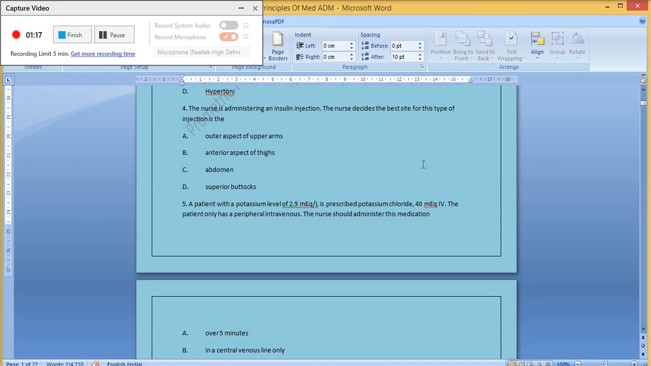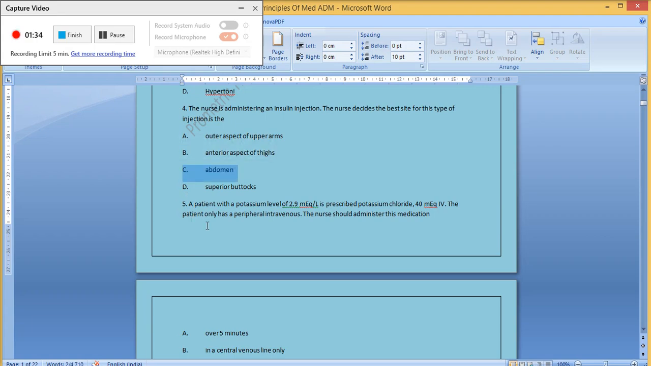The nurse is administering an insulin injection. The nurse decides the best site for this type of injection is the A. Outer aspects of upper arms, B. Anterior aspect of thighs, C. Abdomen, D. Superior buttocks. Correct answer is C.